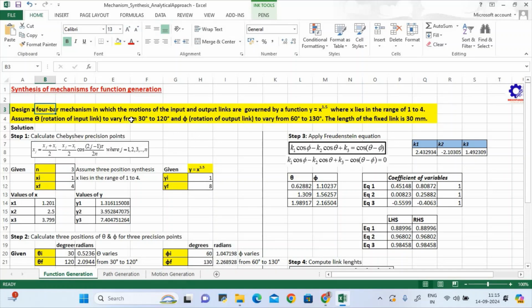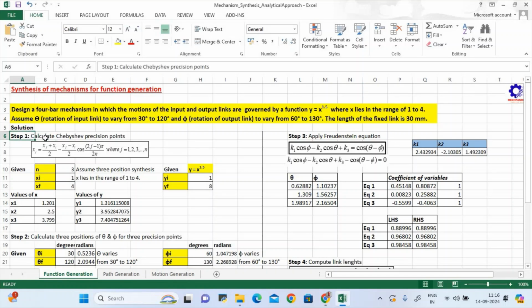So the range of travel for the input link is given as 30 degree to 120 degree, and the range of travel for the output link is given as 60 degree to 130 degree. And the length of the fixed link is provided as 30 m. So here I am using an Excel sheet, so this will be basically easier for all our calculations. So let us see the different steps used to solve this particular numerical problem.